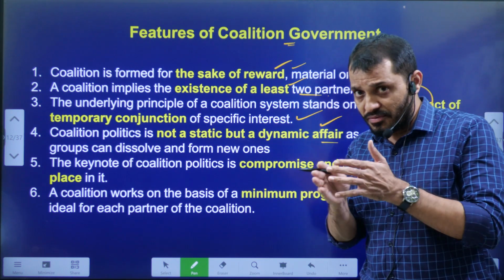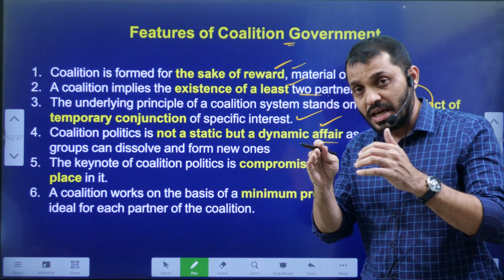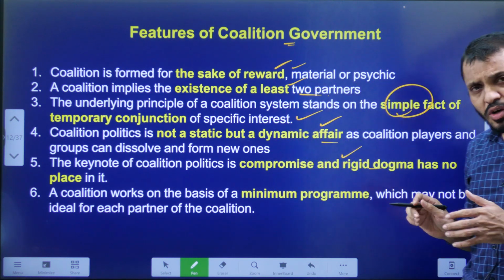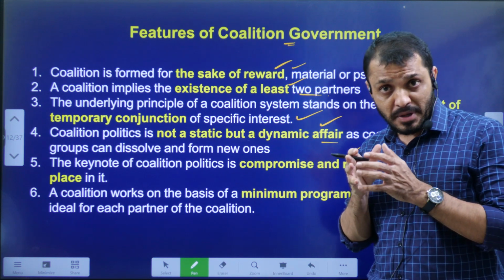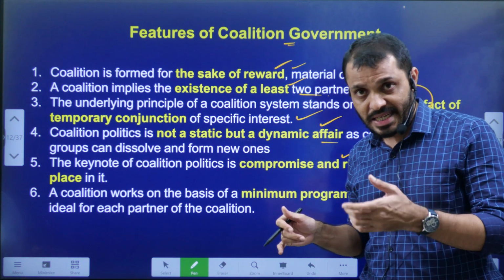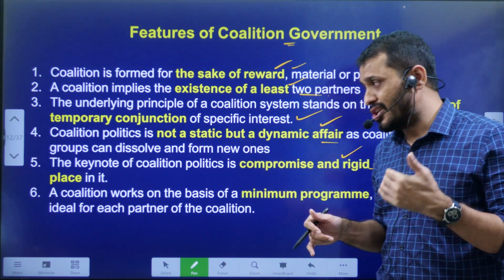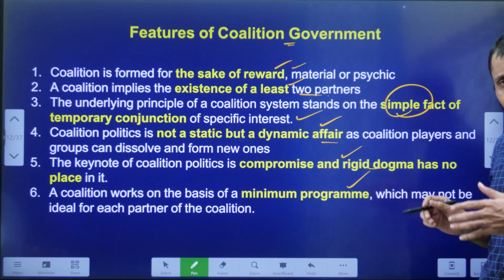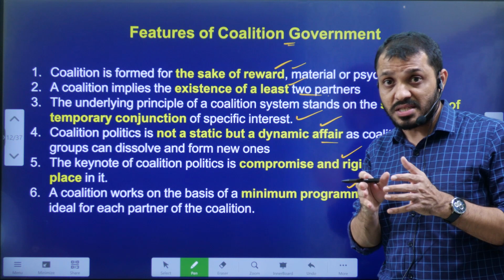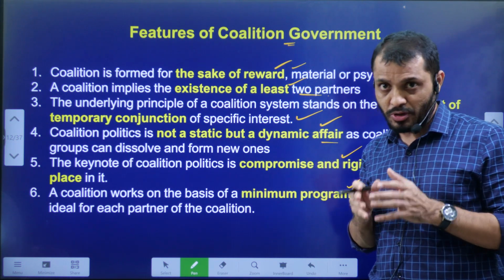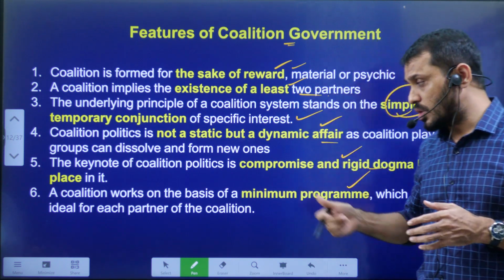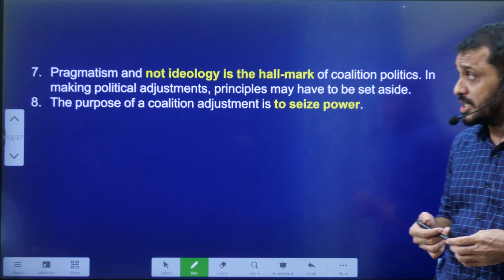As I mentioned earlier, from a coalition, a few parties will slip away and new parties will be added. It is very dynamic in nature, and the coalition is not based on a proper ideology. It is only based on pragmatism, practicality. So there is no strict ideological base for the coalition. And a coalition generally announces a minimum program. That minimum program reflects the interest of all the political parties in the coalition. You might have heard about the UPA Common Minimum Program. The minimum program is the manifesto of the coalition government.